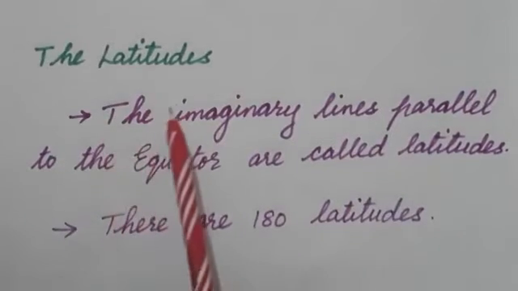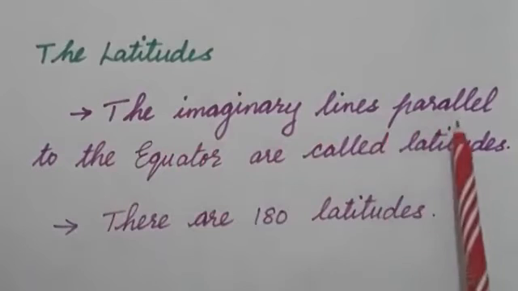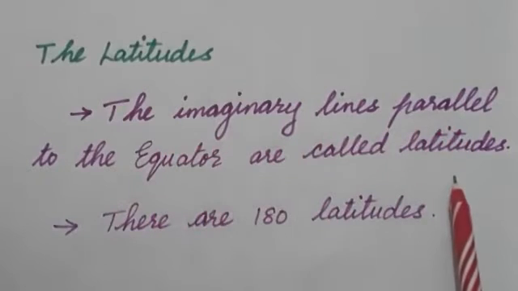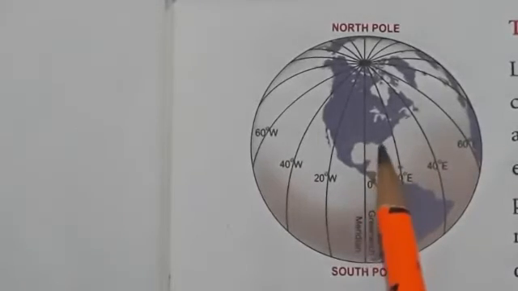Okay children, what are latitudes? The imaginary lines parallel to the equator are called latitudes. There are 180 latitudes. Hope you all have understood about latitudes. We'll move to longitudes, children. See, longitudes.